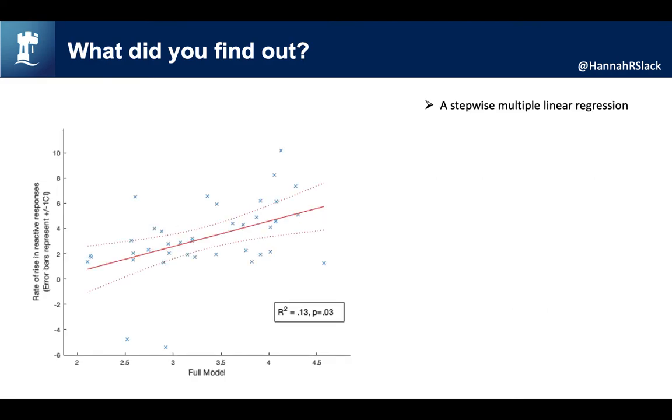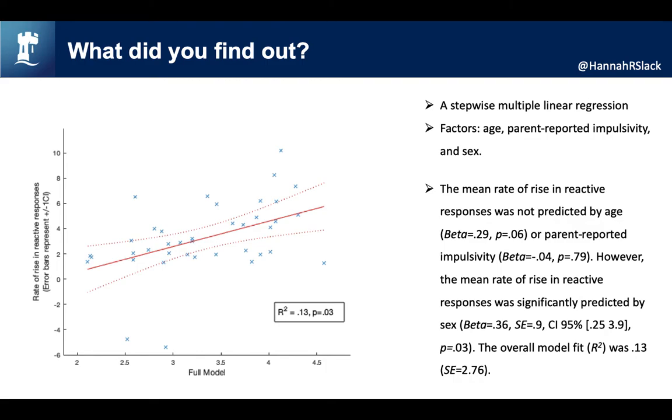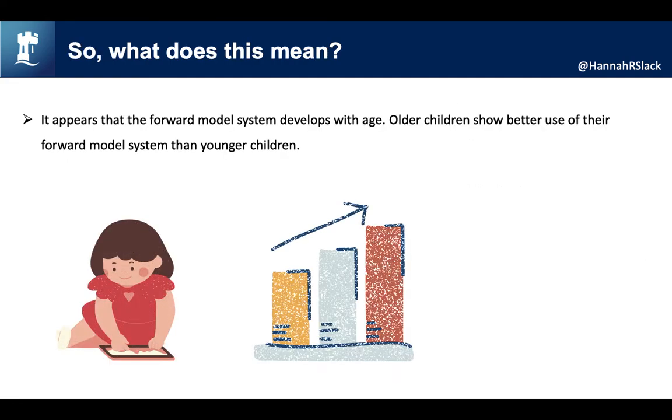I then conducted a stepwise multiple linear regression with the factors age, parent-reported impulsivity, and sex on participants' mean rate of rise in reactive responses. The mean rate of rise in reactive responses was not predicted by age or parent-reported impulsivity. However, this was significantly predicted by sex, with females responding more reactively than males. This suggests that the mean rate of rise in reactive responses is unaffected by age. So what does this all mean?